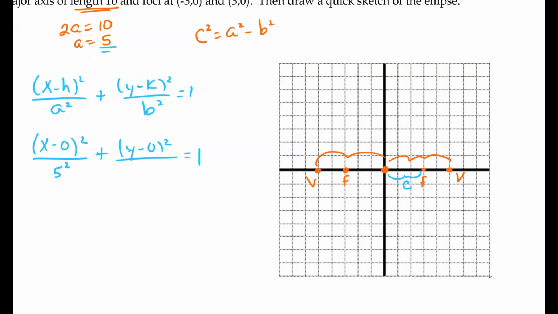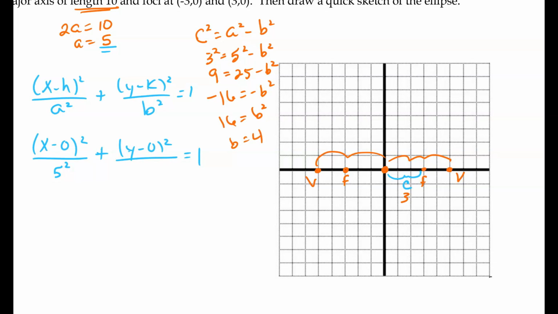Okay, so what do we have here? C, we know, is a distance of 3 because we go from the center to the foci, we went 3 times. So that's 3 squared. A we found to be 5 because that's half the length of your major axis. So we're going to go 5 squared minus b squared. So I get 9 equals 25 minus b squared. I get a negative 16 equals negative b squared. B squared equals 16. The square root of that would be 4.